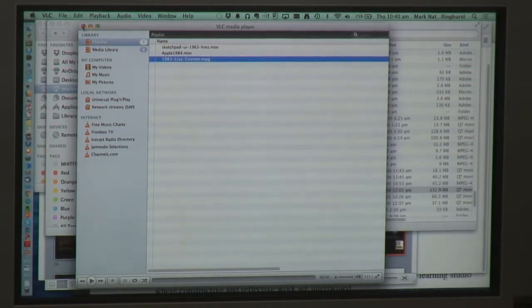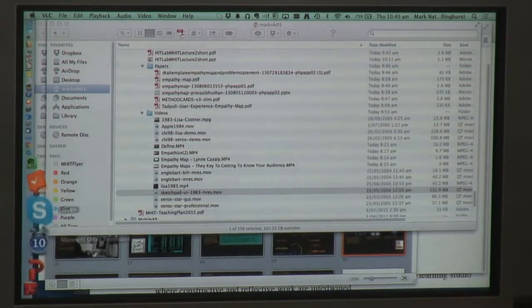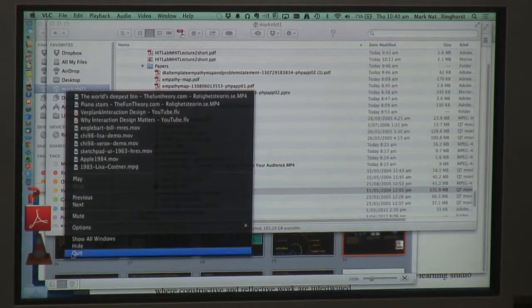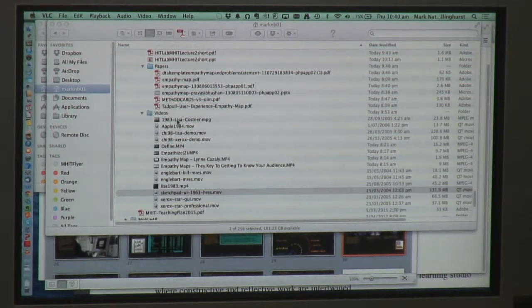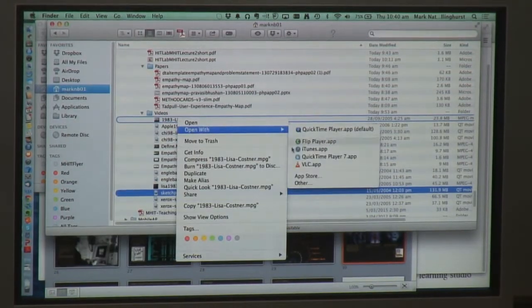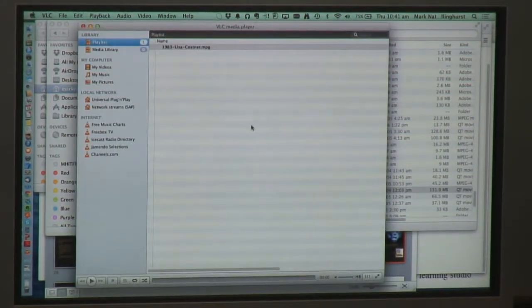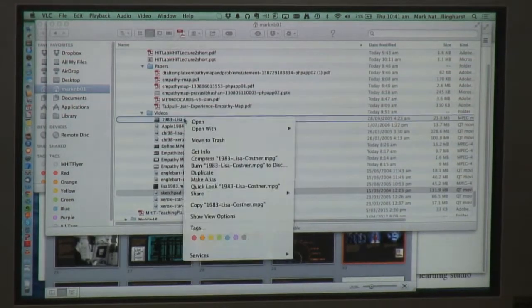Why is that not playing? Let's try that again. Huh. That's not working. Oh, let me see if I can open it with another tool.